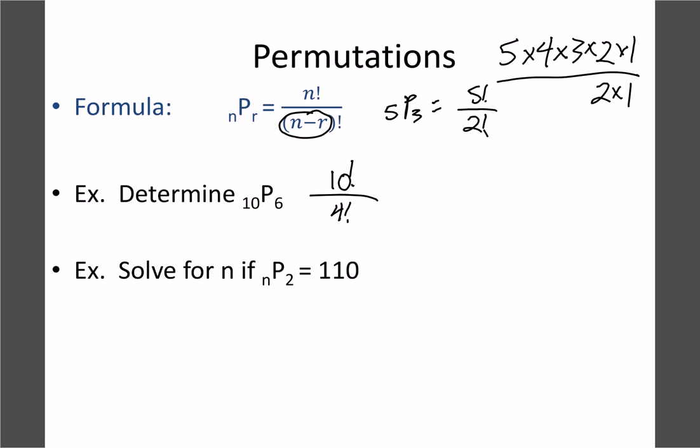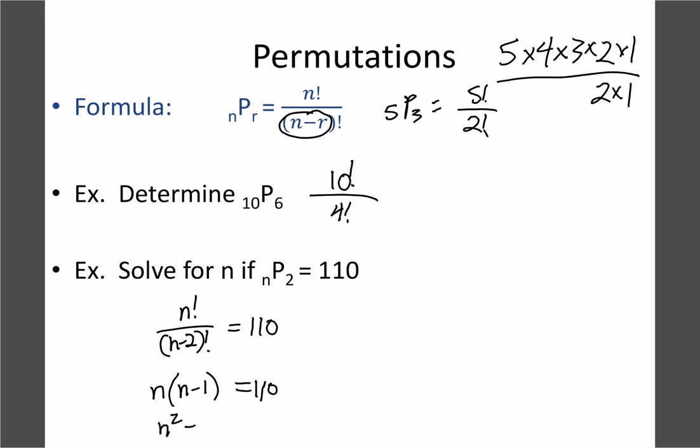We know the formula is n factorial on top, and then the bottom would be n minus 2 factorial. We know that's going to equal 110. So we can actually simplify this. We know that n factorial means n times n minus 1 times n minus 2 and so on. So that means on the top we'd have n and n minus 1. The n minus 2, n minus 3 would cancel with the bottom. So we just get n and n minus 1 equals 110. And then we can actually solve that.